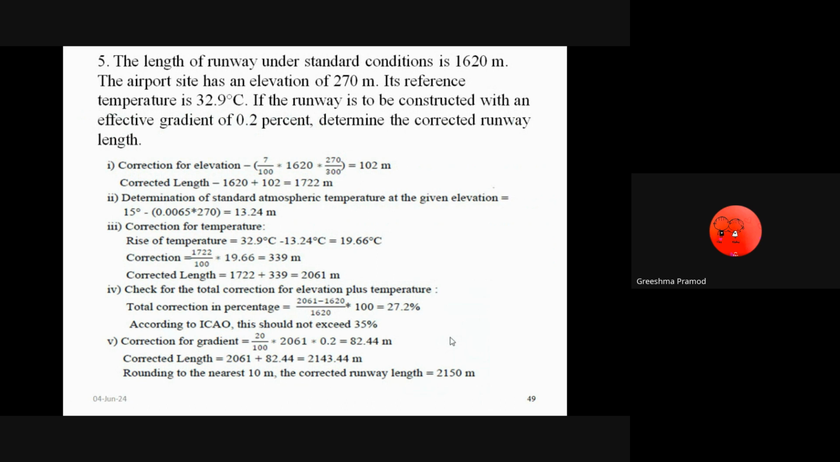What are the problems involved? The length of the runway under standard conditions is 1620 meters. The airport site has an elevation of 270 meters. Its reference temperature is 32.9 degrees Celsius. If the runway is to be constructed with an effective gradient of 0.2 percent, determine the corrected runway length.